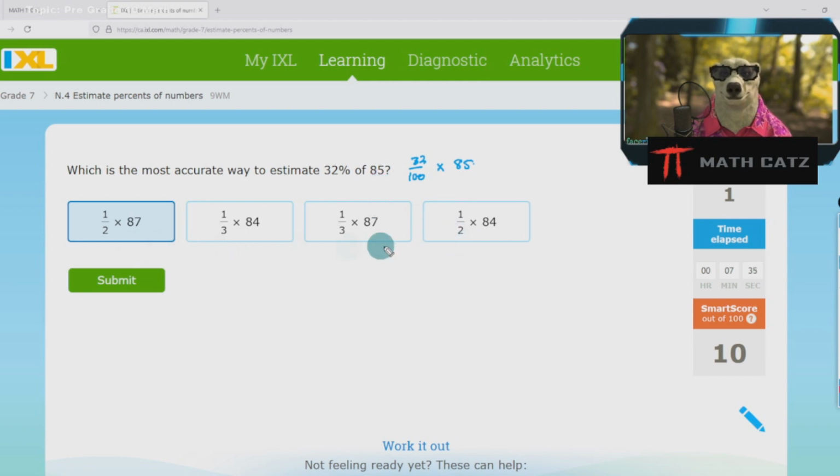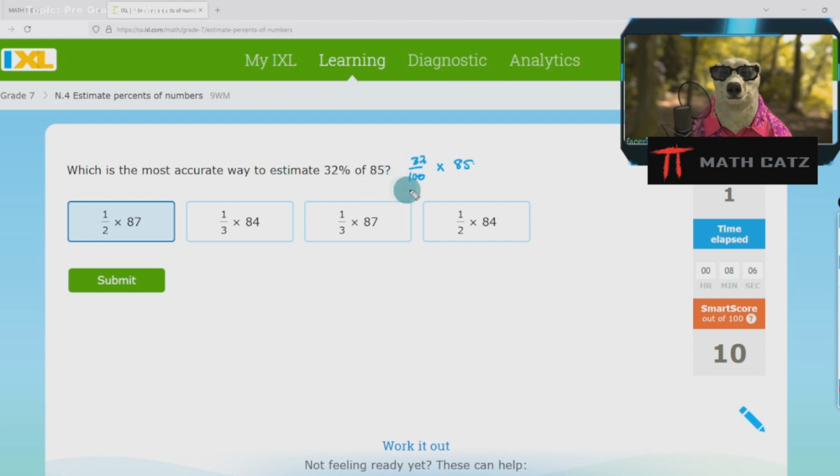Now, they gave me some options here. So I want to see what is being done in each of these options. Well, first of all, I look at this and I see, okay, it's going to be hard to know if I change both of these, how my answer is affected and compared to the actual precise answer.